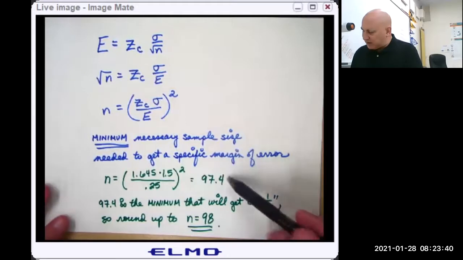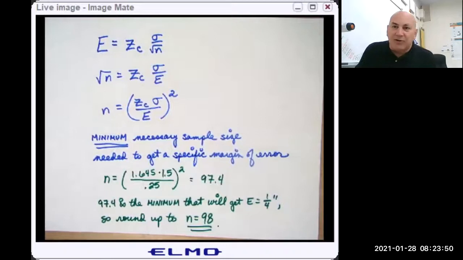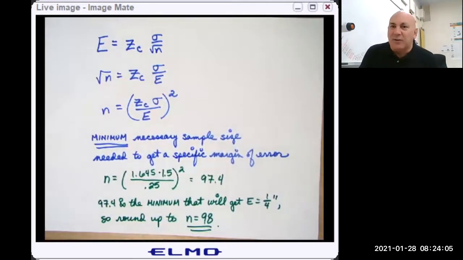Now you might say, okay, we'll round down to 97. But 97.4 is the minimum sample size that will give us a margin of error of 1/4 of an inch. So 97 isn't big enough. We have to round up to 98. This is one of those times where I say statistics is a thinking person's course. You can't just plug and chug numbers. You have to think about what the numbers mean.